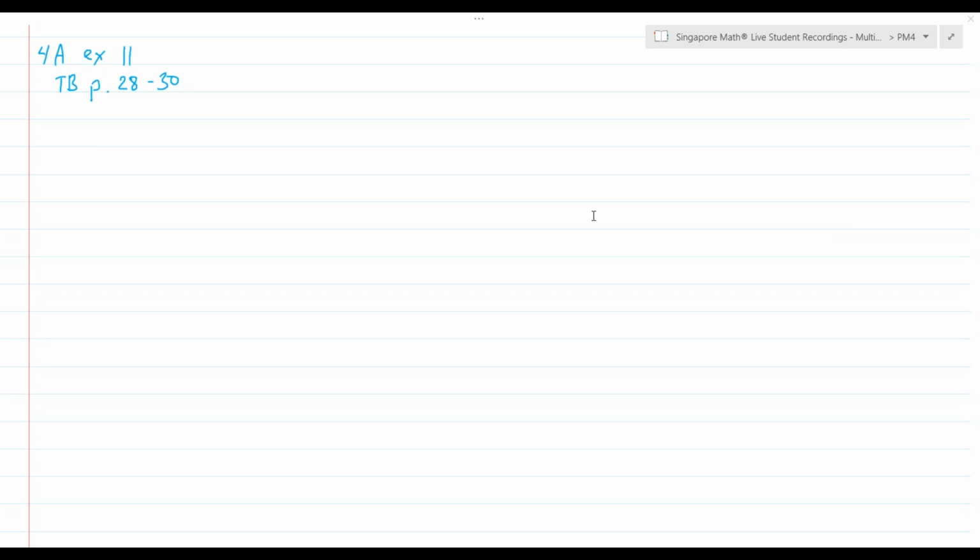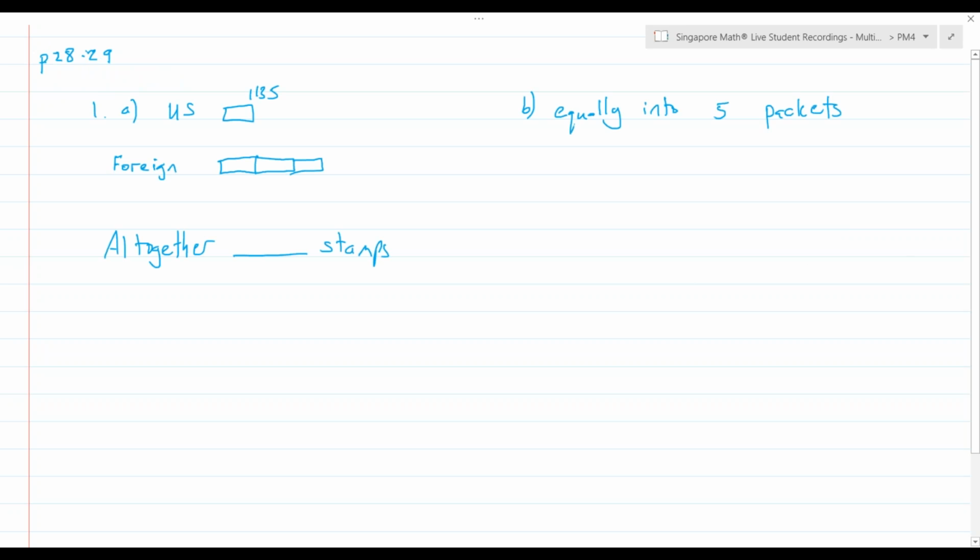Today we're going to talk about Workbook 4A, Exercise 11. In the textbook, this is page 28 through 30. And we're doing more on multiplication and division. In the textbook, if you look at pages 28 and 29, it starts with a word problem.